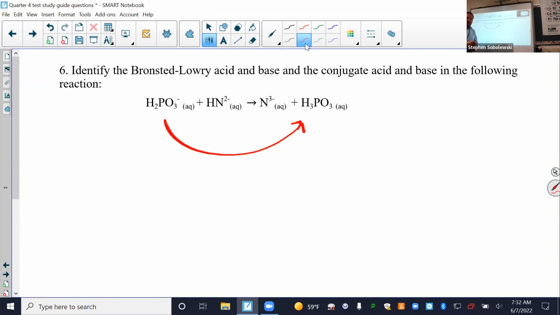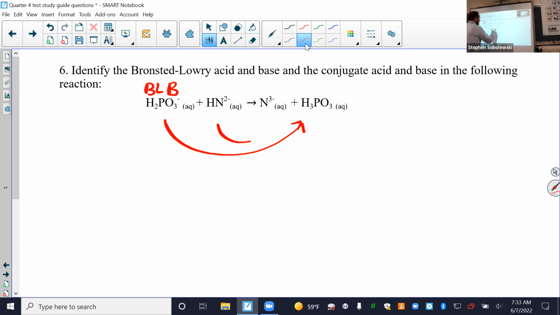How do I know that? Well, they look very similar. So what did it do? Well, it went from 2 H's to 3 H's, and it went from -1 to 0 charge. So clearly it gained an H+, or it accepted an H+. That's going to make this one the Bronsted-Lowry base, because it accepted the H+, which will make my other one the acid, but let's just confirm.